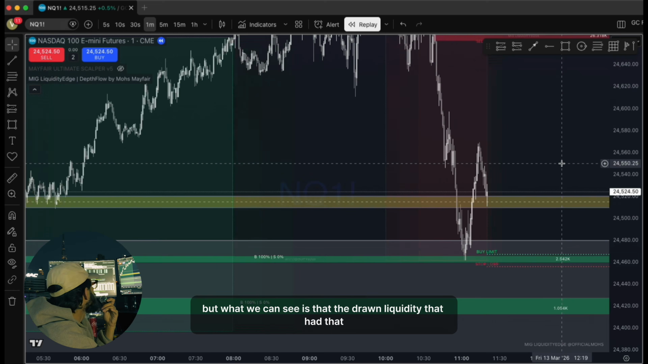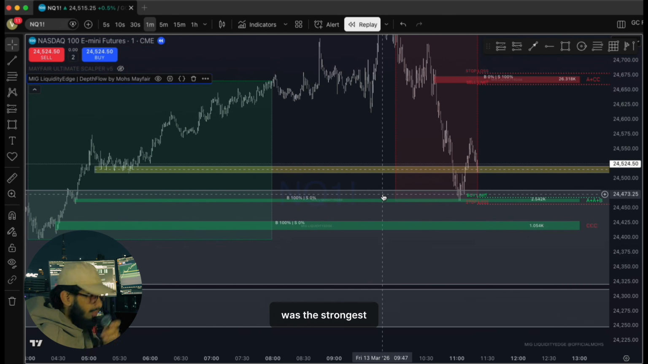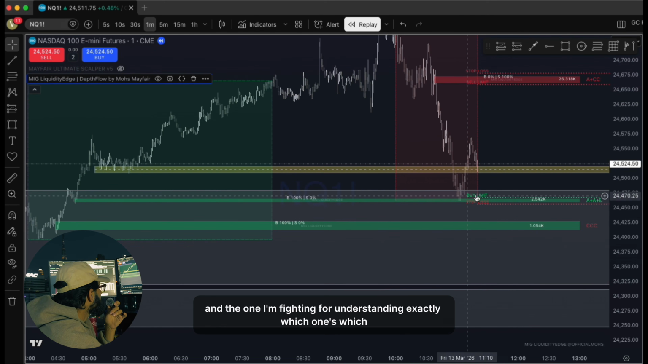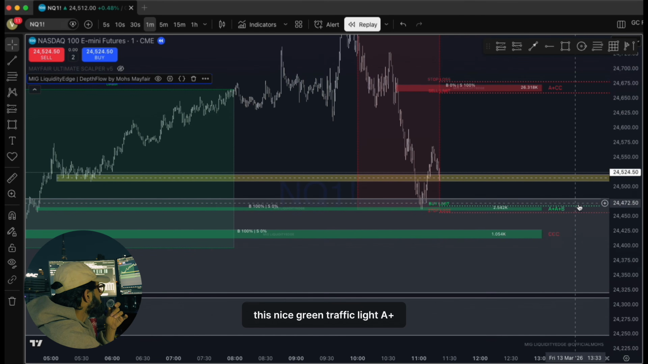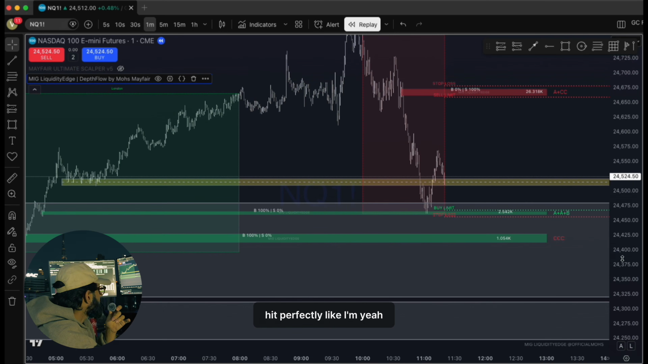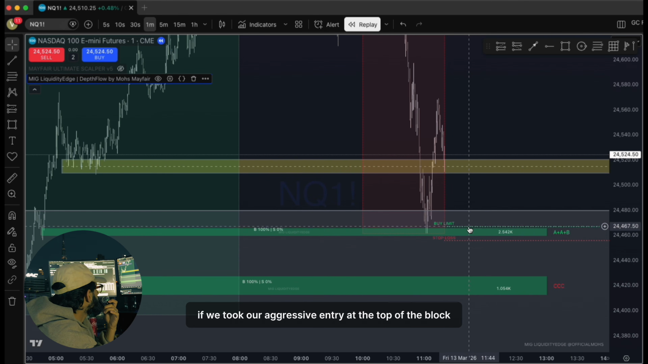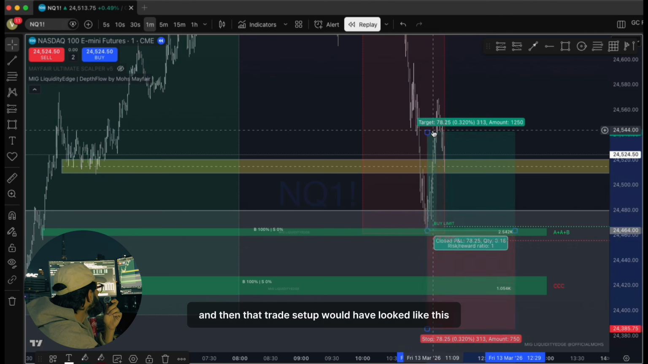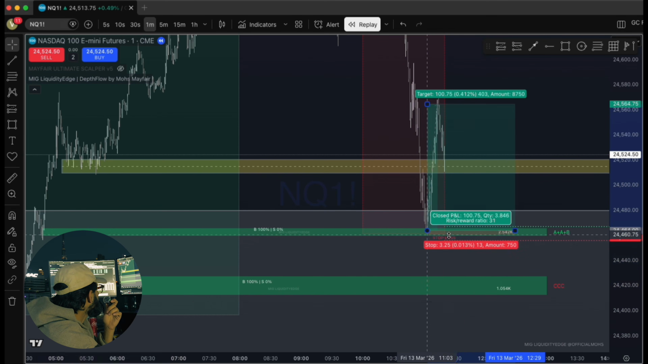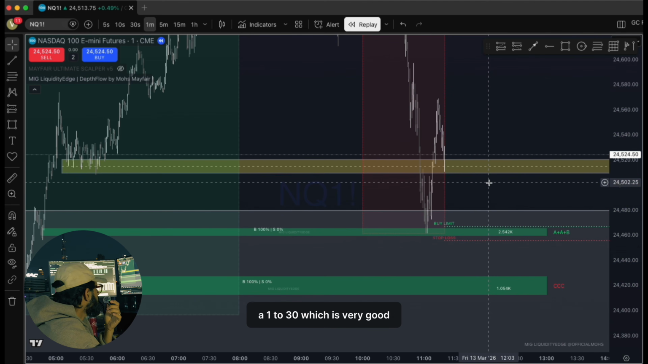But what we can see is that the drawn liquidity that had that stacked 15-minute area was the strongest. And then when I'm fighting for understanding exactly which one's which, this nice green traffic light A+, B setup hit perfectly. Pretty much if we took the 50% OT, we got no drawdown. If we took our aggressive entry at the top of the block, we would have had 3.5 points of drawdown. And then that trade setup would have looked like this, a 1 to 30, which is very good.